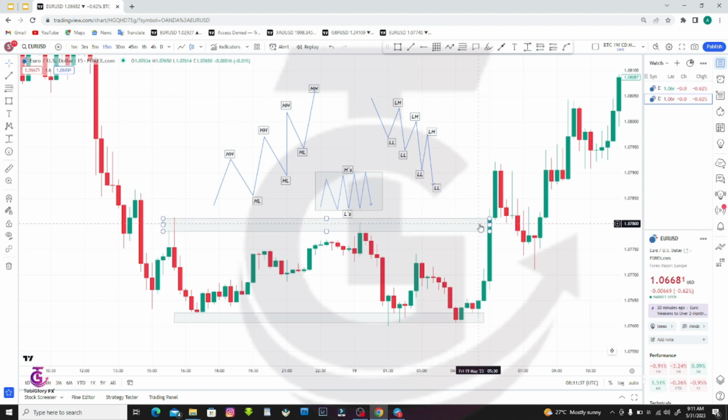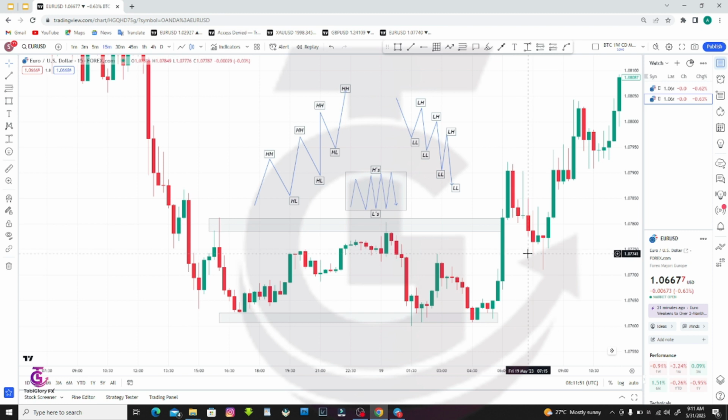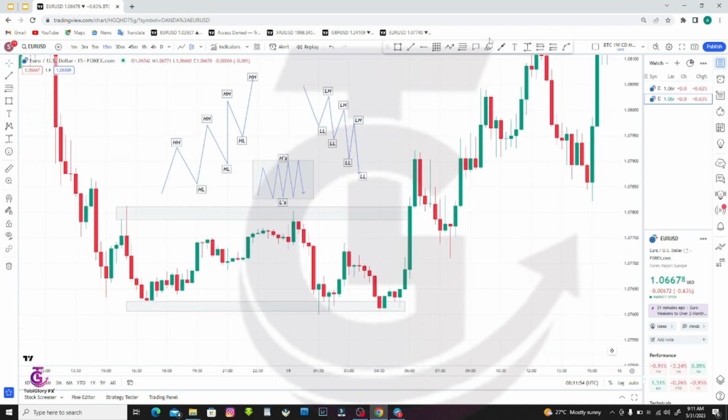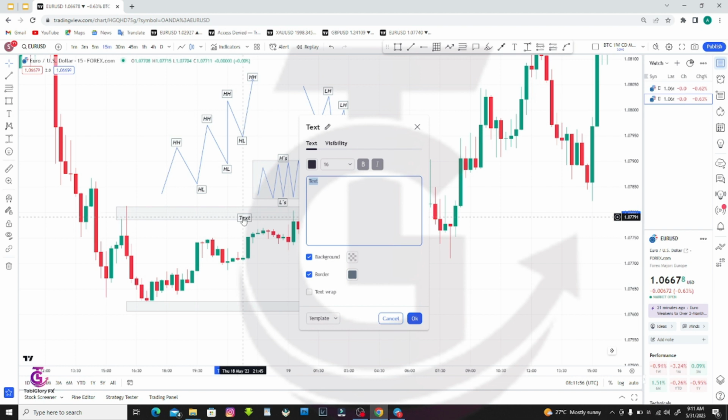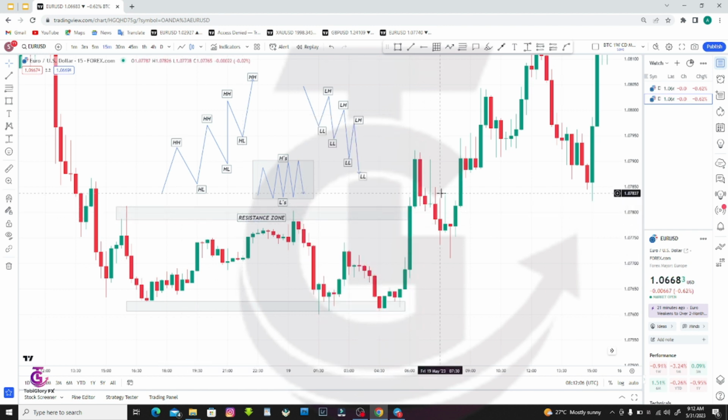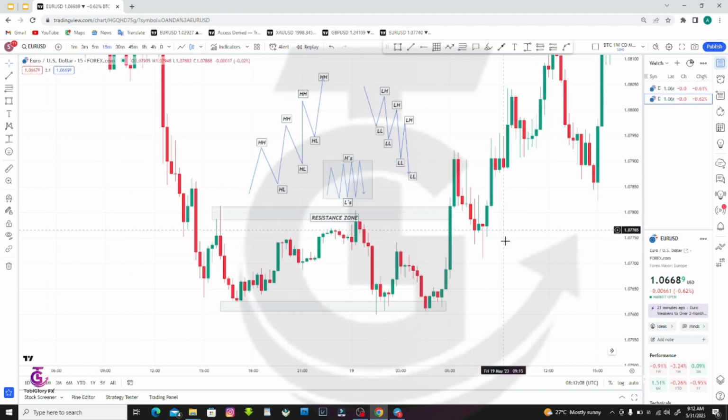that price breaks any resistance or any support, the price passes above it, the resistance will turn to support, while the support will turn to resistance. Now looking at this resistance zone, we have a break, price passes above it. Now we need a confirmation to buy.